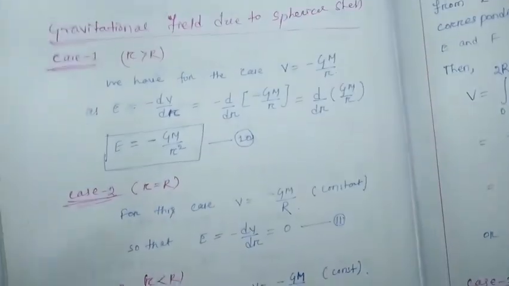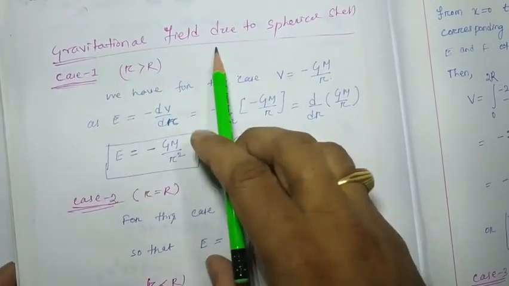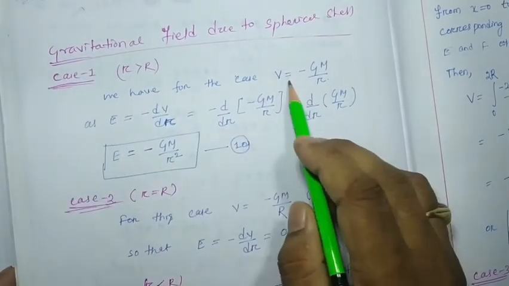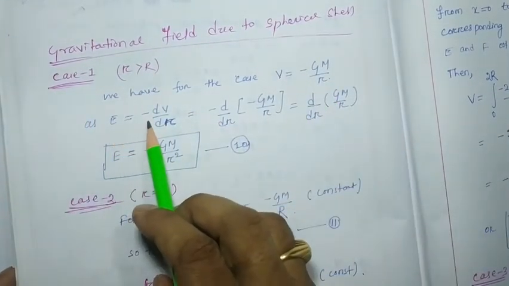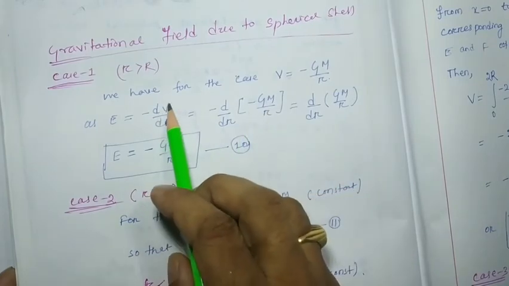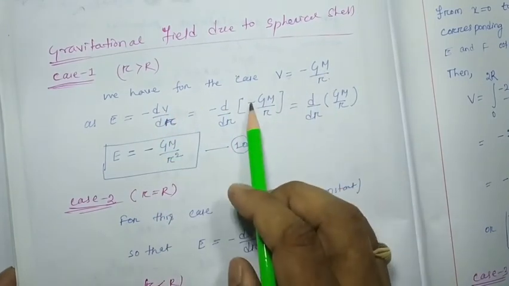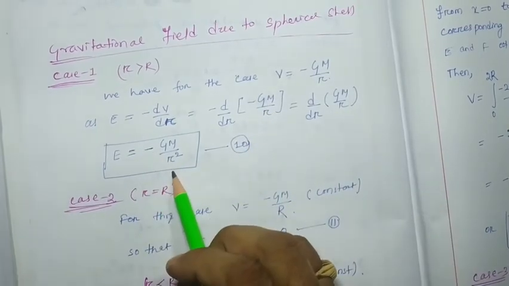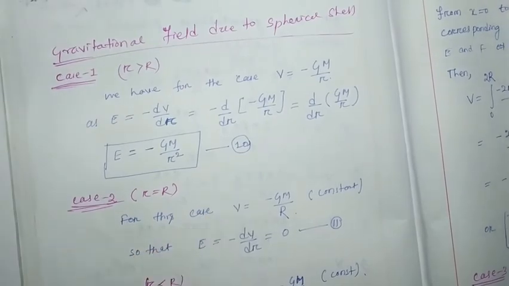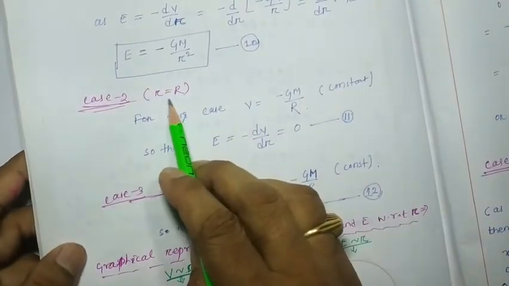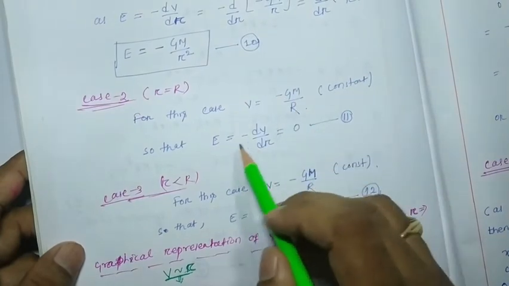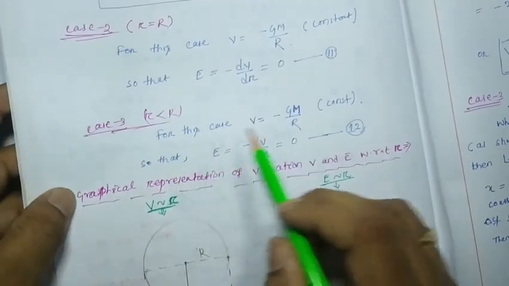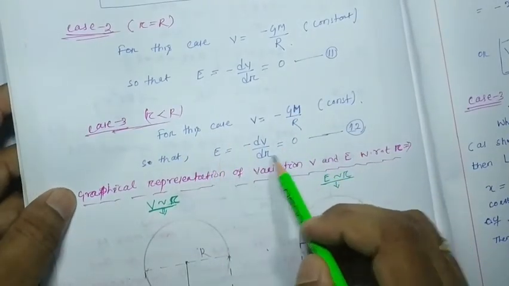Now we are going to discuss the gravitational field due to the spherical shell. Here r greater than R, for case 1, V we found as minus GM by r. We know E equal to minus dV by dr. You just put V equal to minus GM by r and take the derivative, we get minus GM by r square. This is your equation number 10, suppose. And for r equal to R, V is minus GM by R, as it is constant, we get 0. So dV by dr also will be 0.